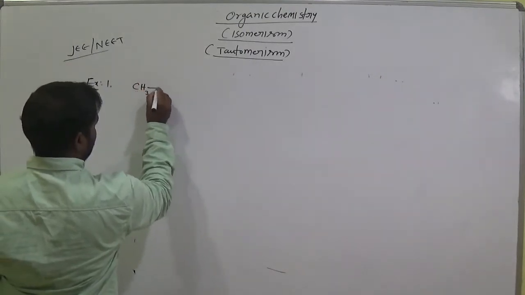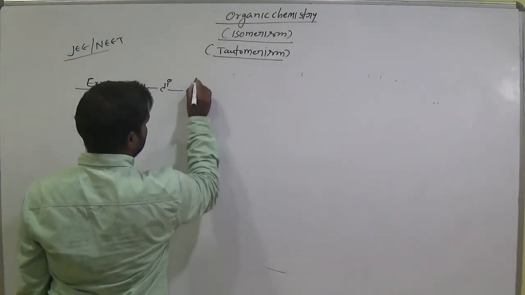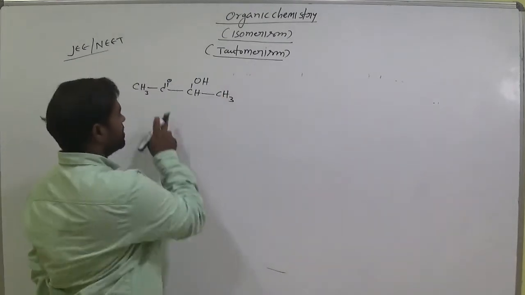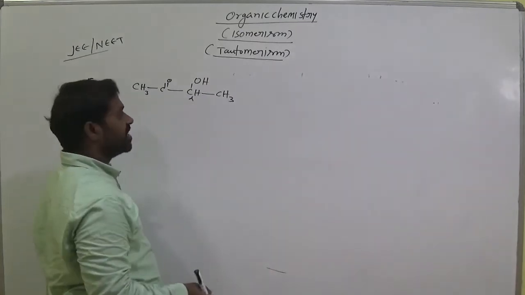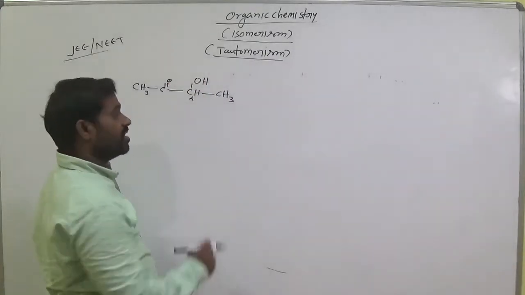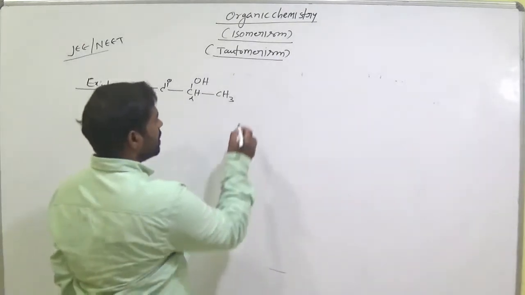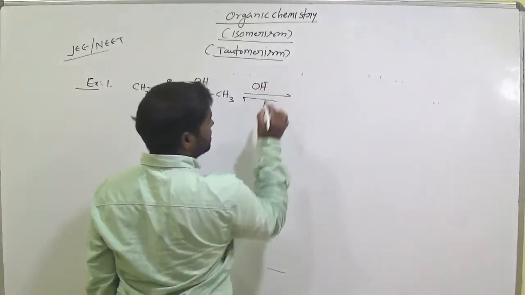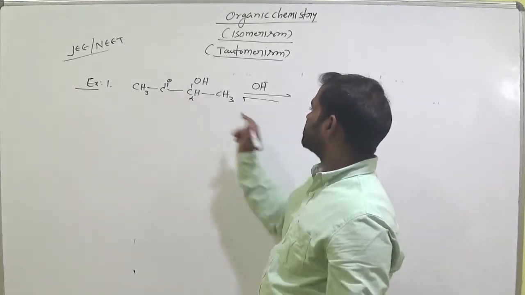This is CH3, C double bond O, CHOH, bond CH3. So this is keto, this is alpha hydrogen. The alpha carbon consists of at least one alpha hydrogen and an OH group on the alpha carbon, so it is called an alpha hydroxy group. OH group on alpha carbon is called an alpha hydroxy group. Now in presence of base, what happens? What is the concept here? In presence of base, OH and C double bond O groups are exchanged. Now these groups are exchanged here.